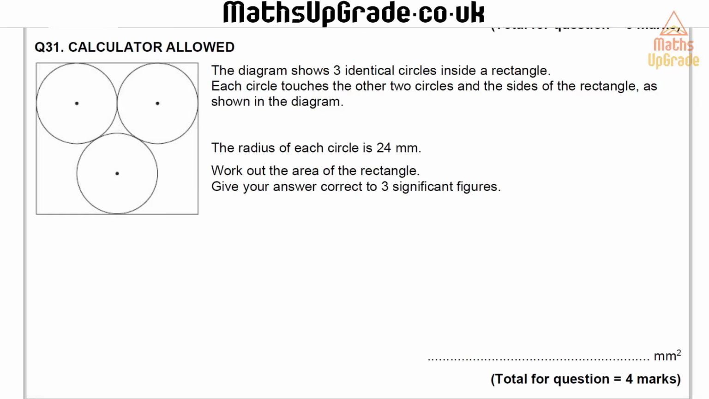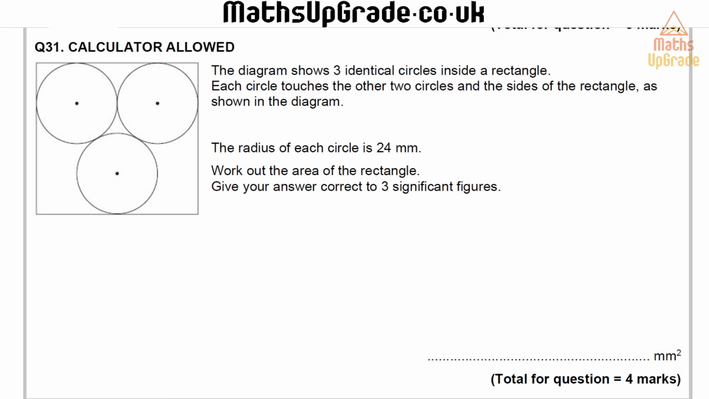Okay, question 31. The diagram shows 3 identical circles inside a rectangle. Each circle touches the other 2 circles and the sides of the rectangle as shown in the diagram. The radius of each circle is 24 millimeters. Work out the area of the rectangle, give your answer correct to 3 significant figures. Okay, so this is quite a tough question.